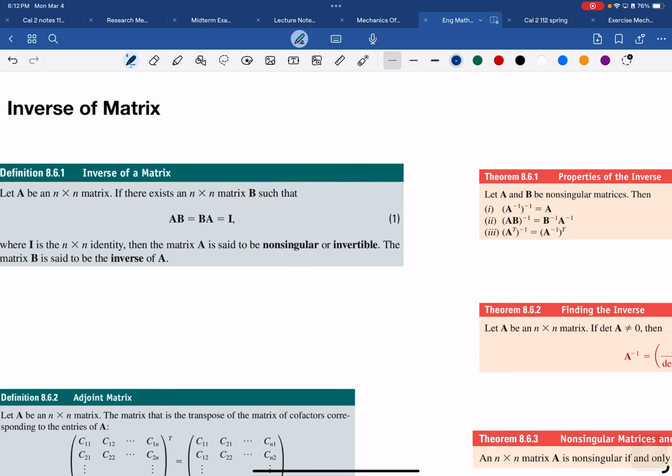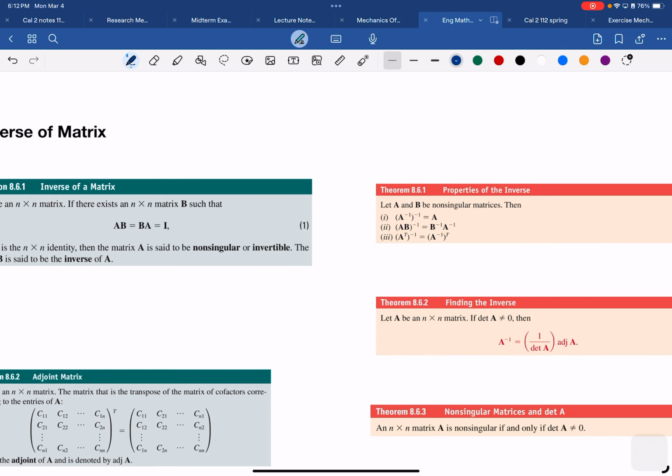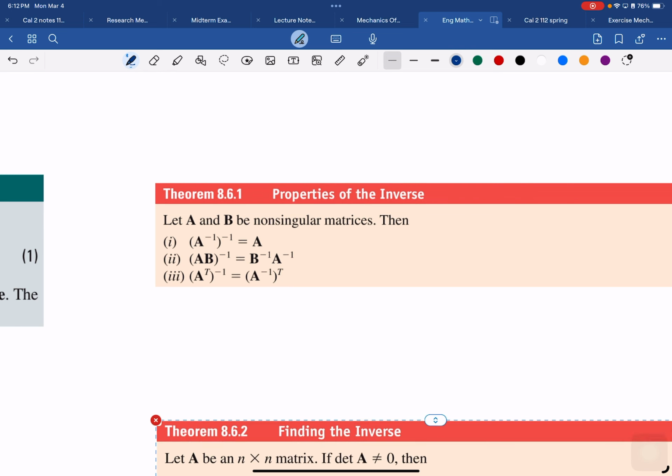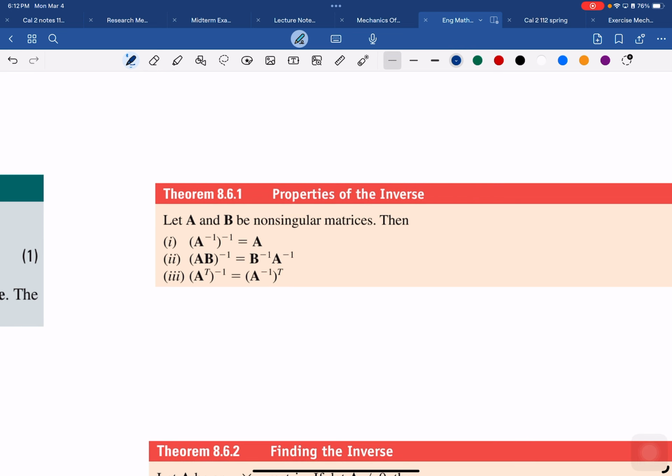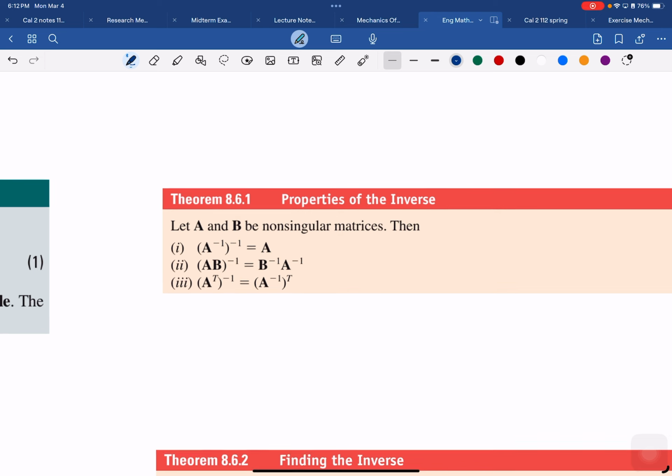Okay, now the properties of the inverse, let me just put them down here. If we know that A and B are non-singular, then if we take the inverse of A inverse, we get A. If we have the inverse of AB, then we can separate it into B inverse times A inverse. And if we have A transpose and then take the inverse, it is the same thing as A inverse transpose, okay?